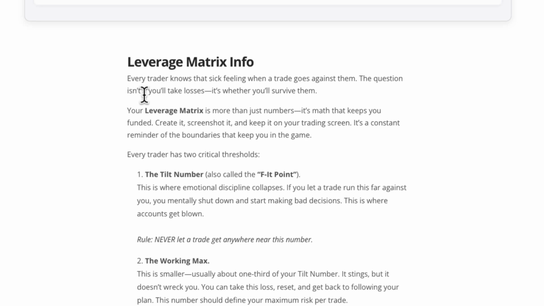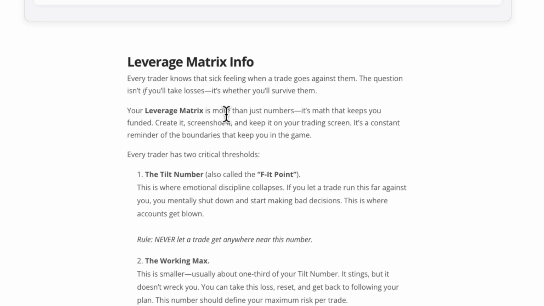Leverage metrics information. Every trader knows that sick feeling when a trade goes against them. The question isn't if you'll take losses, because you will take losses. You will have red days. Here's the key: it's whether you'll survive them. That's the real question. Will you survive the losses?